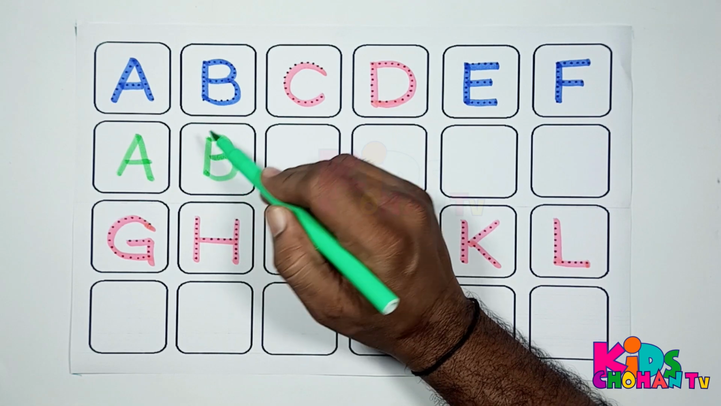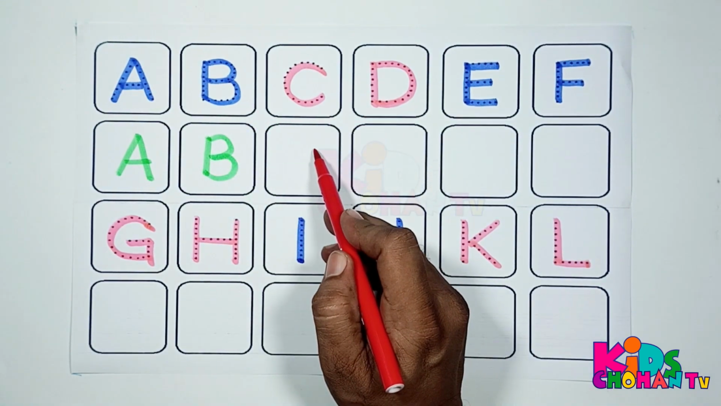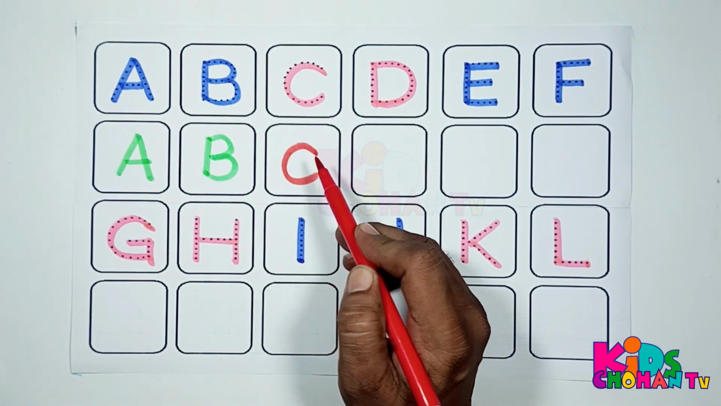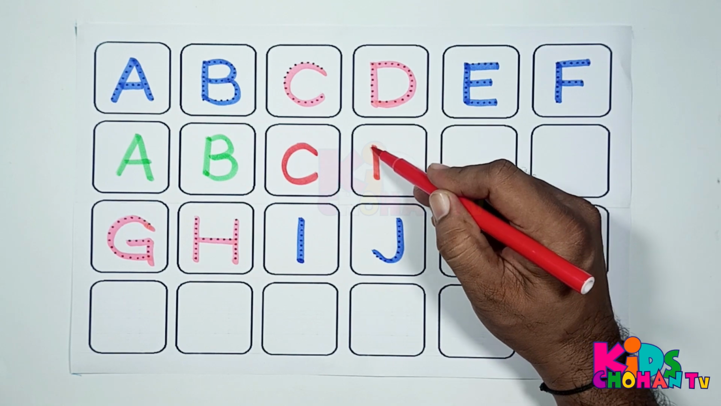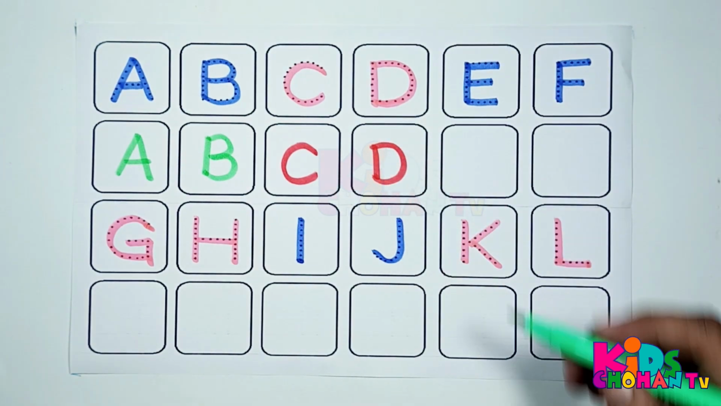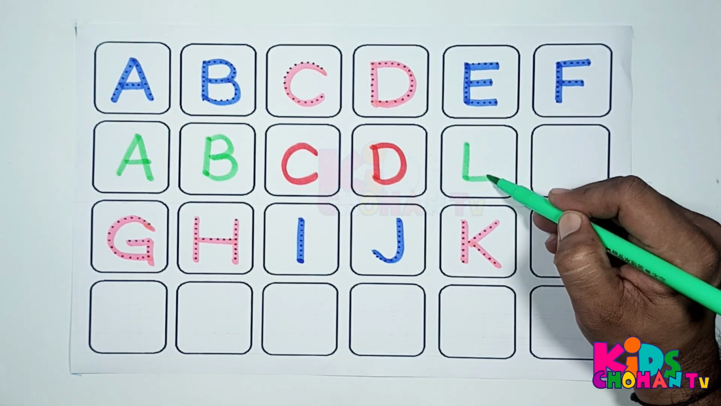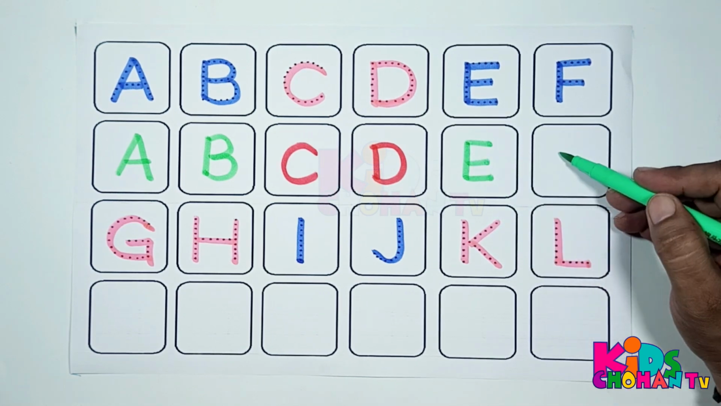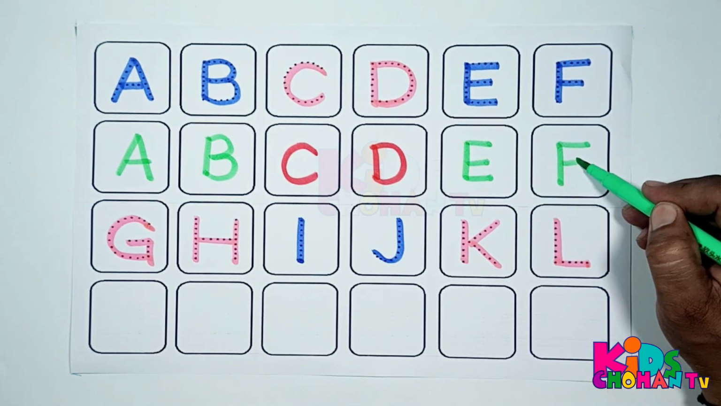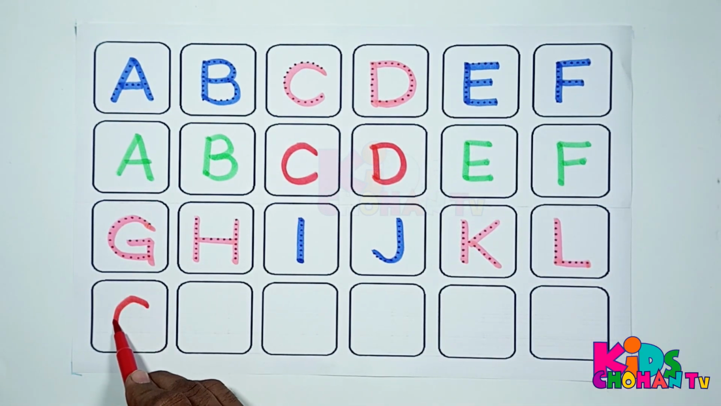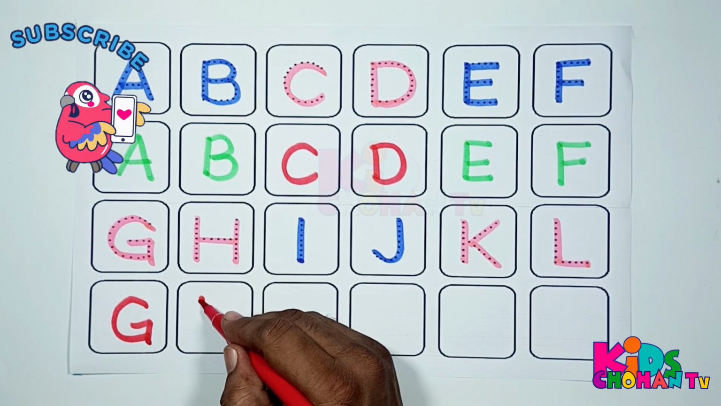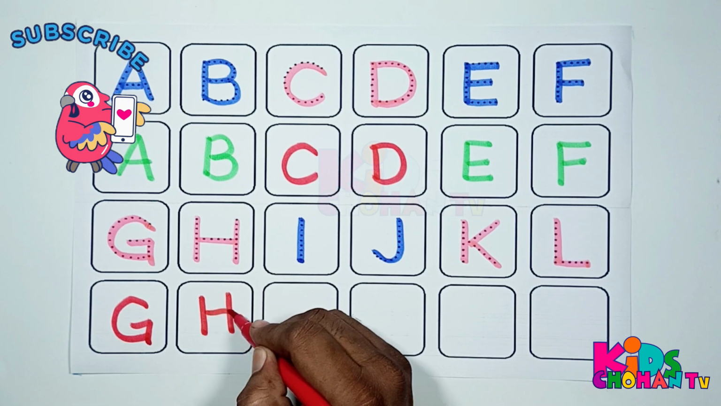B. Now we are tracing letter C. And this is letter D. Letter E. F. Letter G. H.